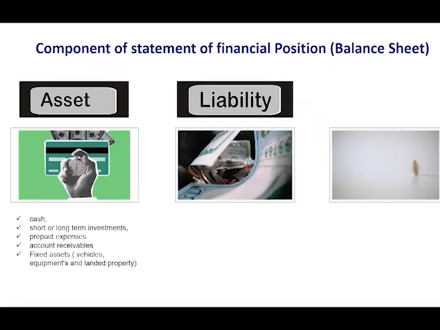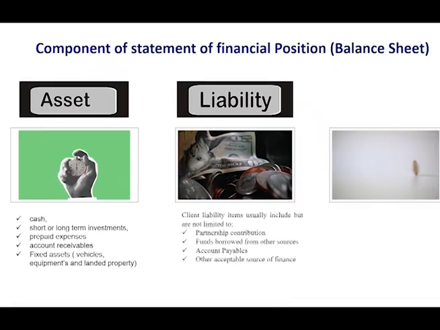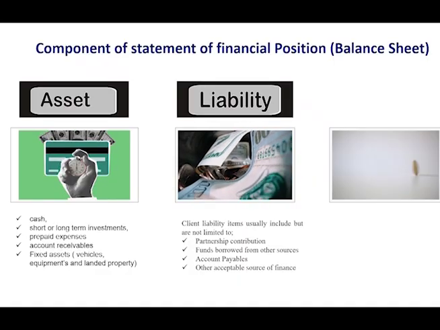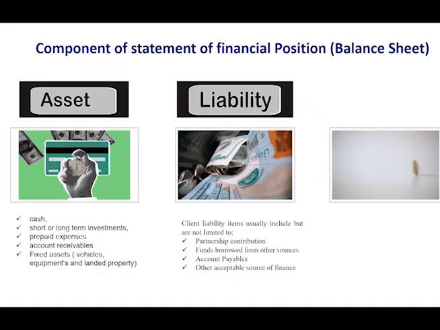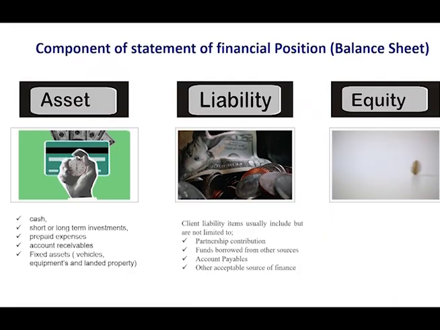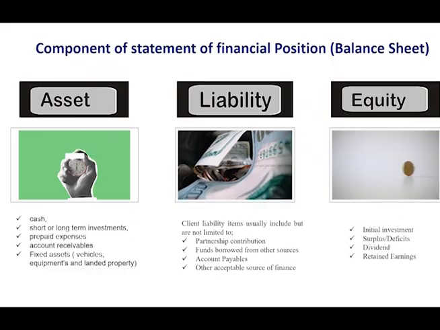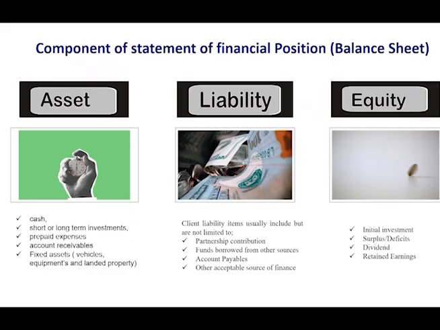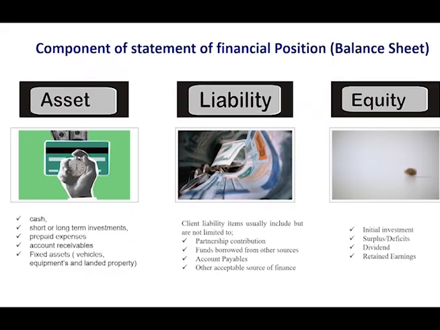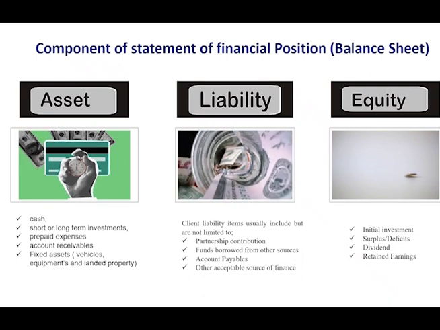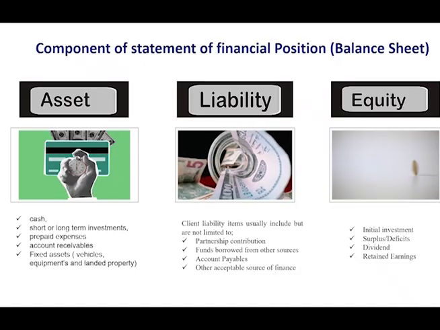Client liability items usually include, but are not limited to, partnership contribution, funds borrowed from other sources, account payables, and other acceptable sources of finance. Equity is also recognized as net worth or capital. It shows what the business owns and is made up of accumulated surplus or deficit from the client's business transactions. Activities in the equity determine the payment of dividends to shareholders of the business.